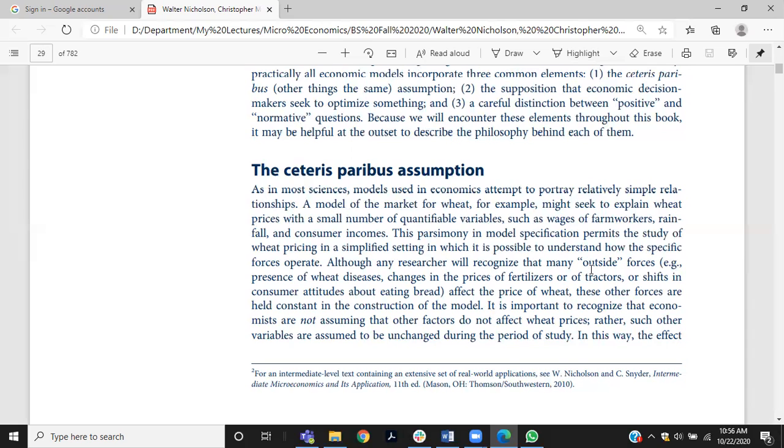Although any researcher will recognize that many outside forces, for example, presence of wheat diseases, changes in the prices of fertilizers or tractors, or shifts in the consumer attitudes about eating bread, affect the price of wheat, these other forces are held constant in the construction of the model. It is important to recognize that economists are not assuming that other factors don't affect wheat prices. Rather, such other variables are assumed to be unchanged during the period of the study.